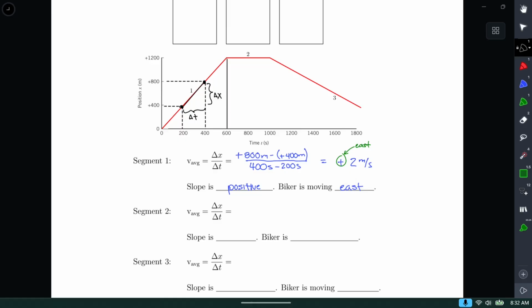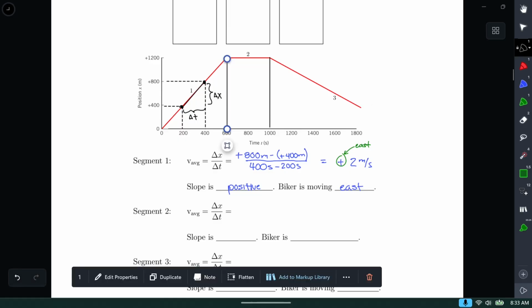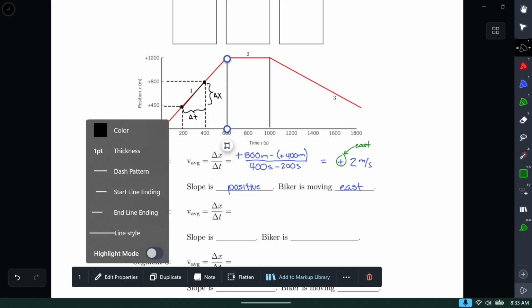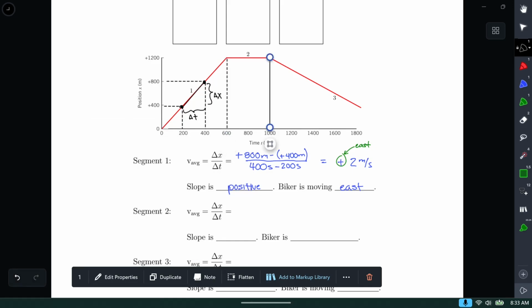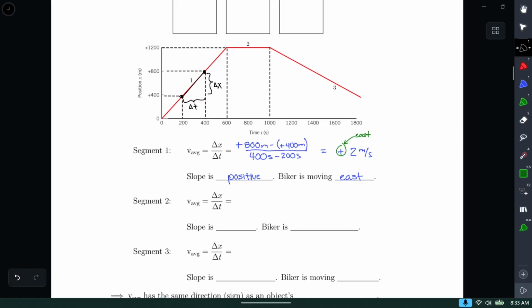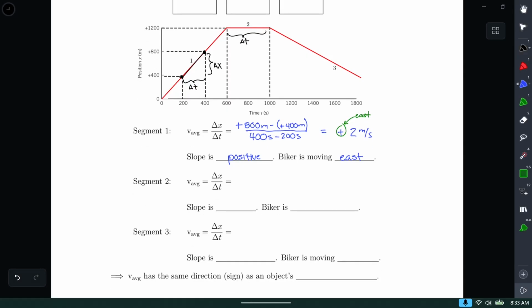Yeah, because for any times, anywhere between the start and end of segment 2, I am always at positive 1200 meters east of my reference point. So my delta t could be this entire time span. My delta x is going to be 0 because I didn't go anywhere. So my final position was 1200. I should say positive 1200.